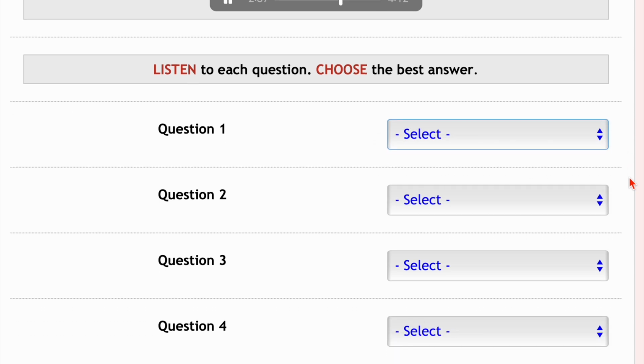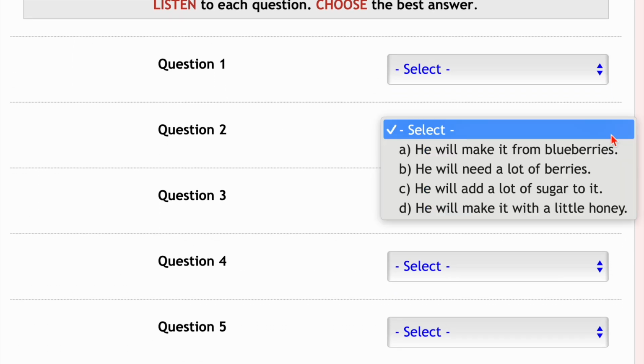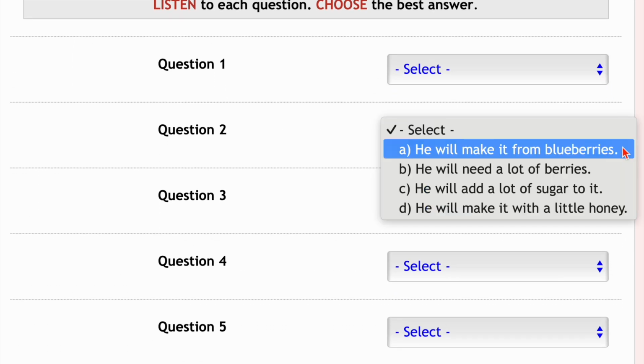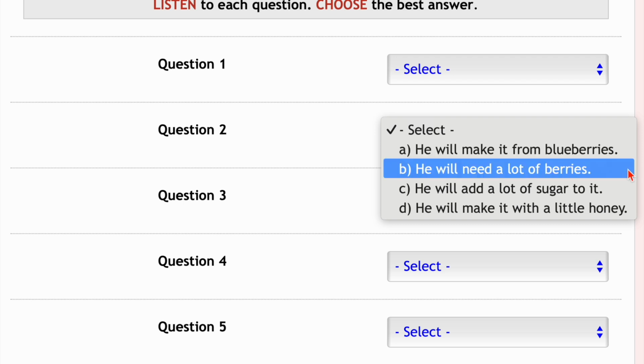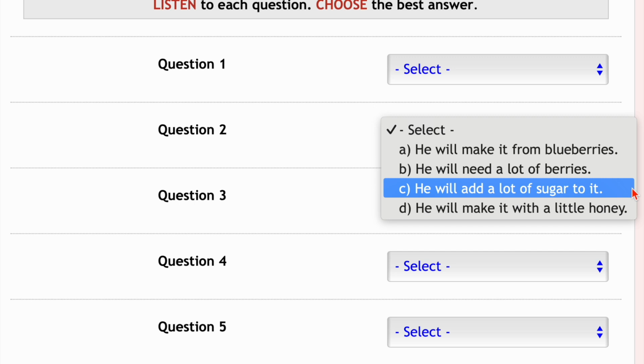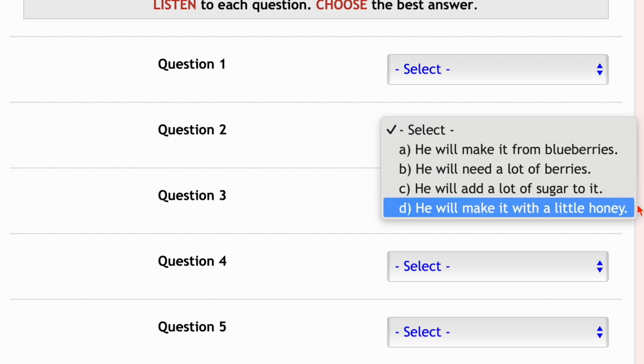Question 2. What does the woman believe about the man's jam? He will make it from blueberries. He will need a lot of berries. He will add a lot of sugar to it. He will make it with a little honey.